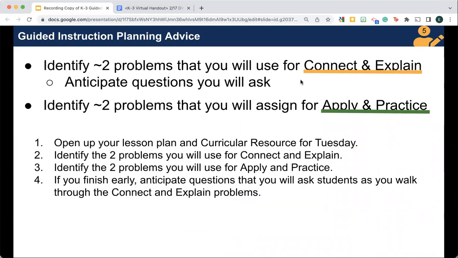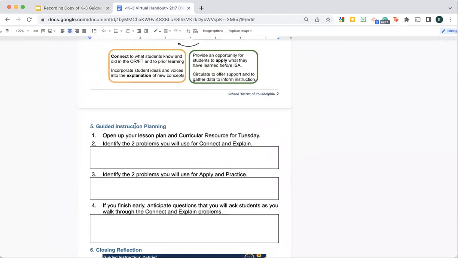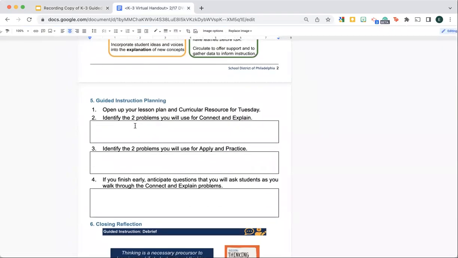I would encourage you to pause, go to your virtual handout number 5, and use these questions to guide some time planning. This will help you to reflect on your learning from this session as you think about how you're going to plan for an upcoming lesson. What problems will you use for connect and explain? What problems will you use for apply and practice? And what questions will you ask students during connect and explain? Or if you just can't figure out how to ask questions, how will you succinctly explain the content in a way that makes sense to your students?